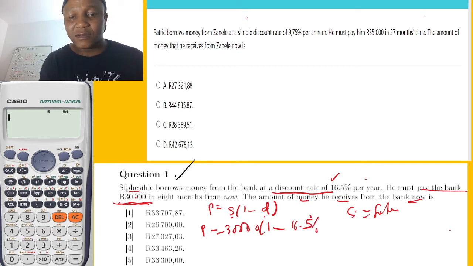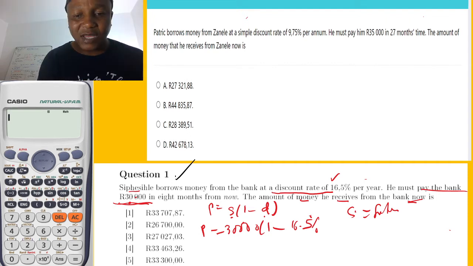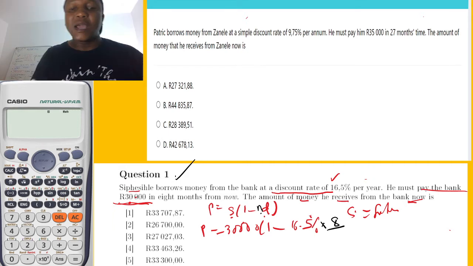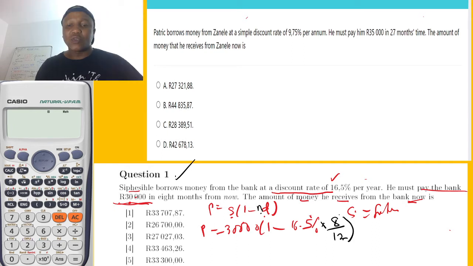16.5%. Okay, and time. I forgot the time here in the formula. We must have a time. So time is always here, N. We must multiply this with a time N. What is the time? Time is 8 months. So you say 8 months over 12, the total months in 1 year. So what we're going to do now, we're going to simply plug in the calculator. This is way easy. So I'm going to say 30,000.